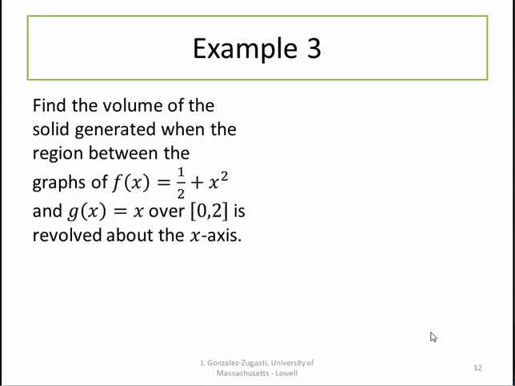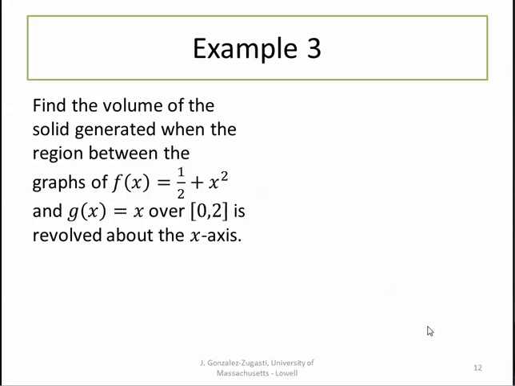So let's do an example. Let's find the volume of the solid generated when the region between the graphs of f of x equals 1/2 plus x squared and g of x equals x over the interval 0 to 2 is revolved around the x-axis.